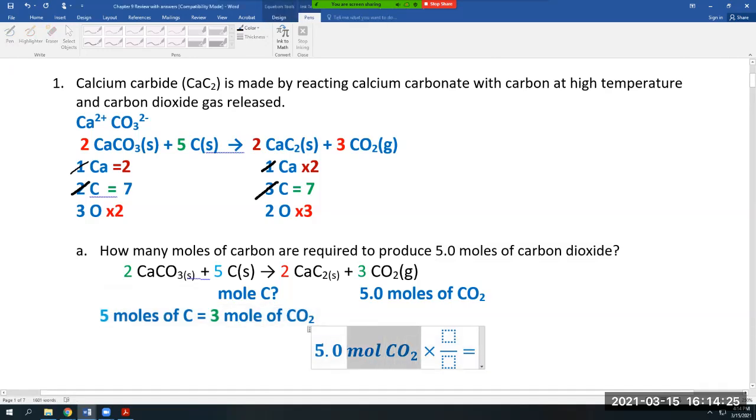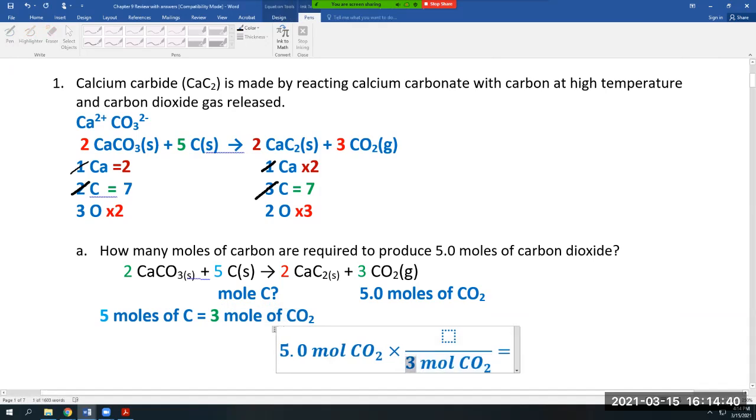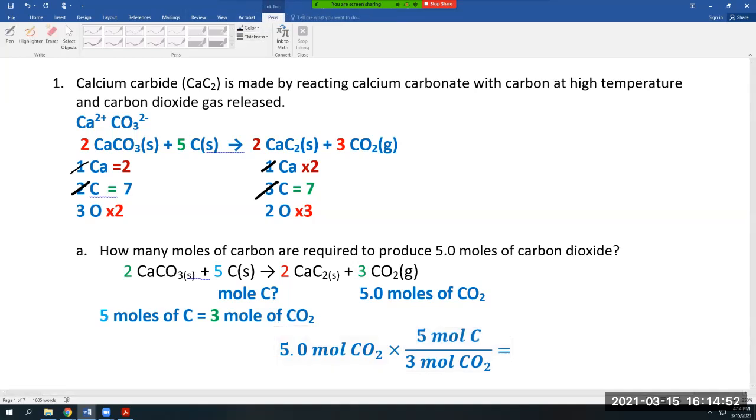And because our given amount has moles of CO2 in the numerator, remember when you start with your given amount, it's always in the numerator. So we will want the moles of CO2 in the bottom, in the denominator. So that's going to be a 3 here on the bottom, 3 moles of CO2. And then on top, it's going to be the 5 moles of C. And we can see that the moles of CO2 here will cancel. Right, moles of CO2 cancels, and we have moles of C in the end.